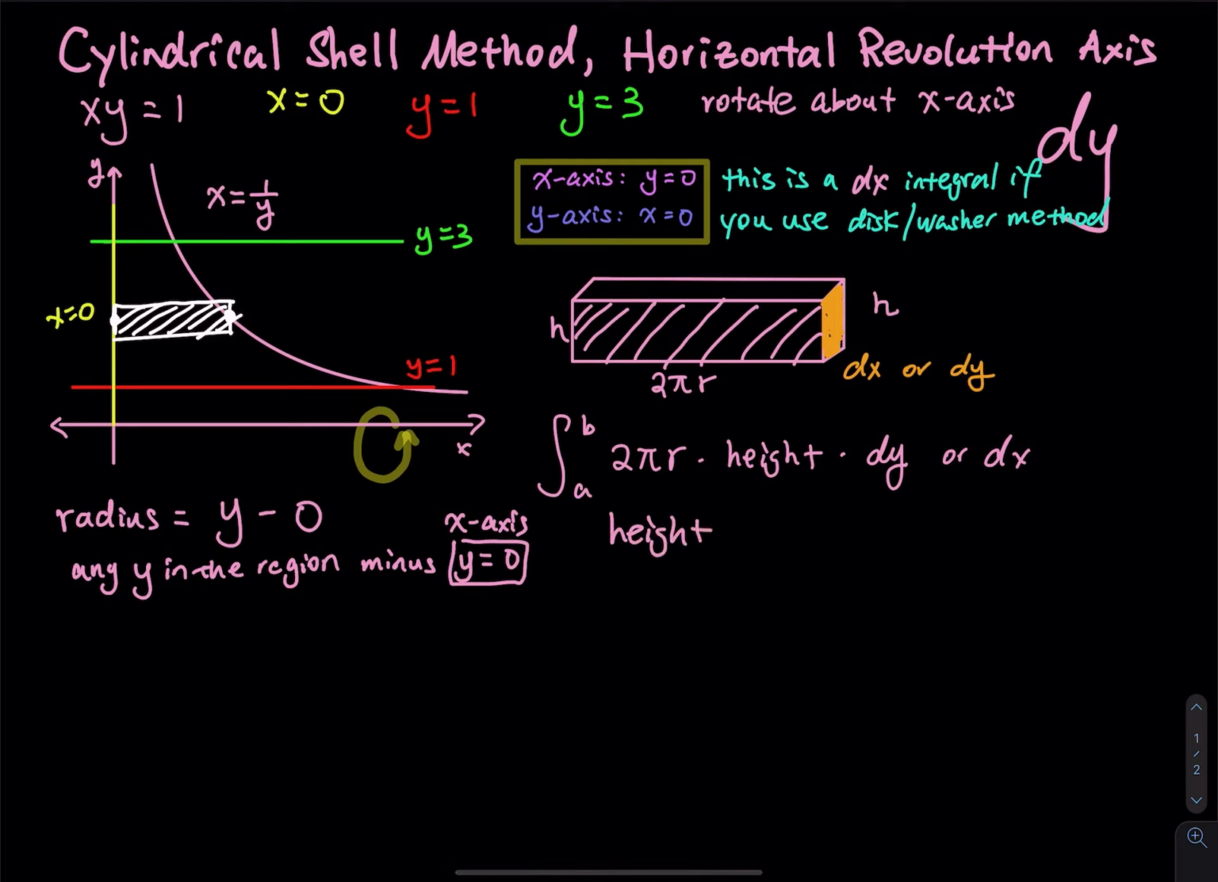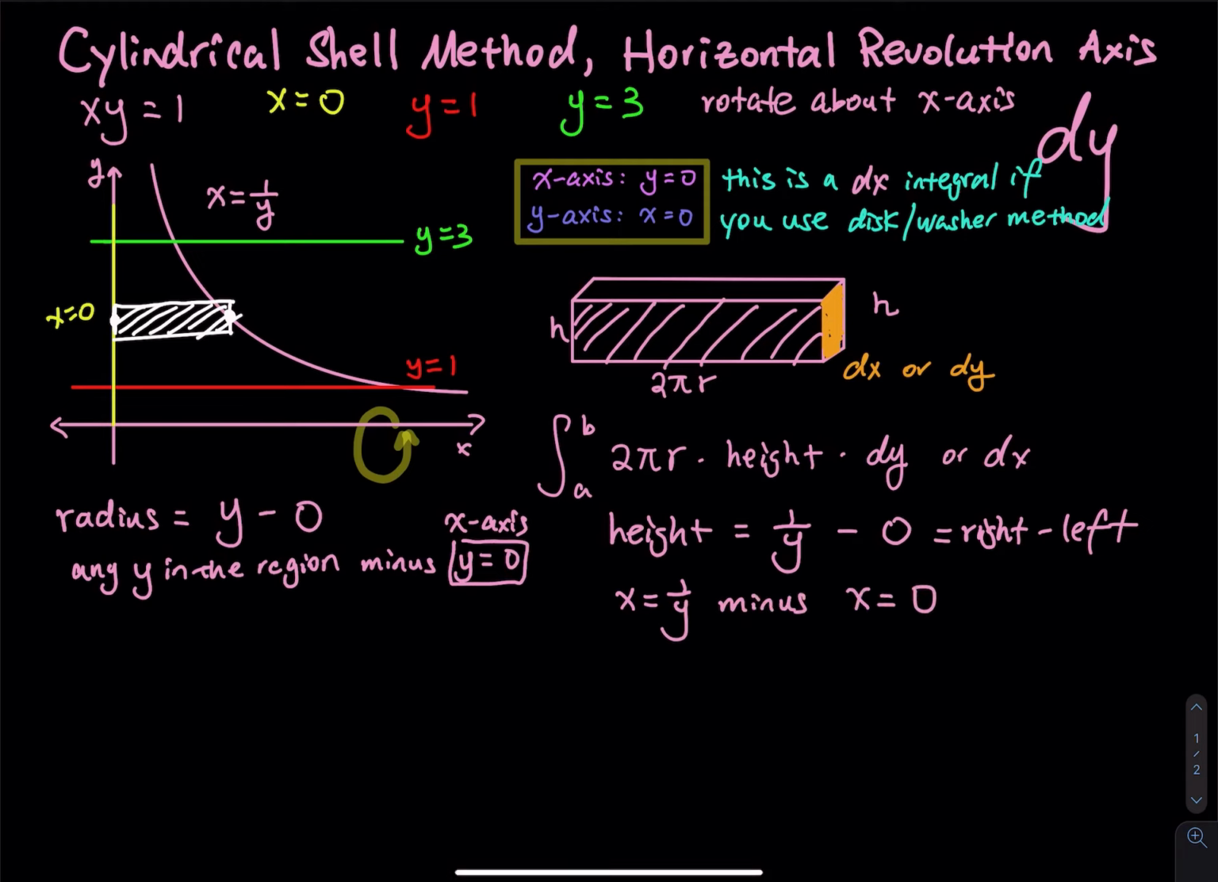The height is the top curve minus the bottom curve, but we don't have top and bottom curves here. So we have a right curve and a left curve. On the right-hand side, we have the reciprocal function 1 over y, and on the left-hand side, we have the y-axis, which is x equals 0. So we have 1 over y minus 0. To be specific, this is right minus left. And to be even more specific, you have x equals 1 over y, minus x equals 0. Okay, so the radius is ready, the height is ready.